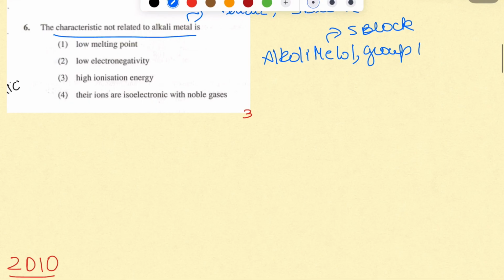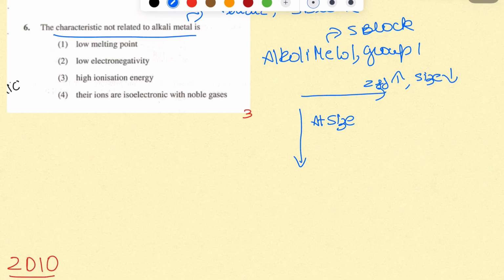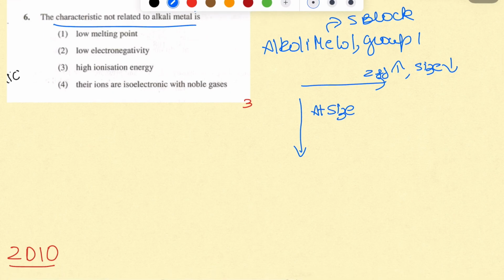If you see alkali metal down the group, atomic size increases. Also, if you see along the period, Z effective increases. Z effective is the tendency of a nucleus to attract the electron more. Why? And due to that, size decreases. If size decreases, more energy is required to remove these electrons, that is, ionization energy increases.